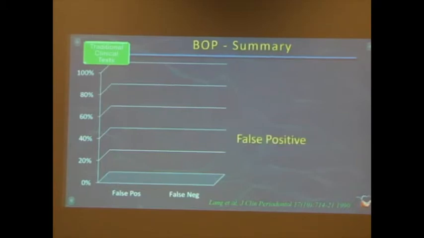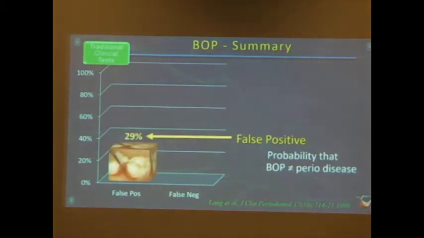This is the scariest slide I think I have in the whole deck here today. When you look at false positives, classic study by Lang in the Journal of Clinical Periodontology, a false positive is the probability that you have bleeding on probing, but there is actually no disease. Anybody want to hazard a guess as to what percent that might be? Almost 30. So about 30% of the time when you probe and you get the tissue to bleed, there is in fact no disease because of all those confounding factors.